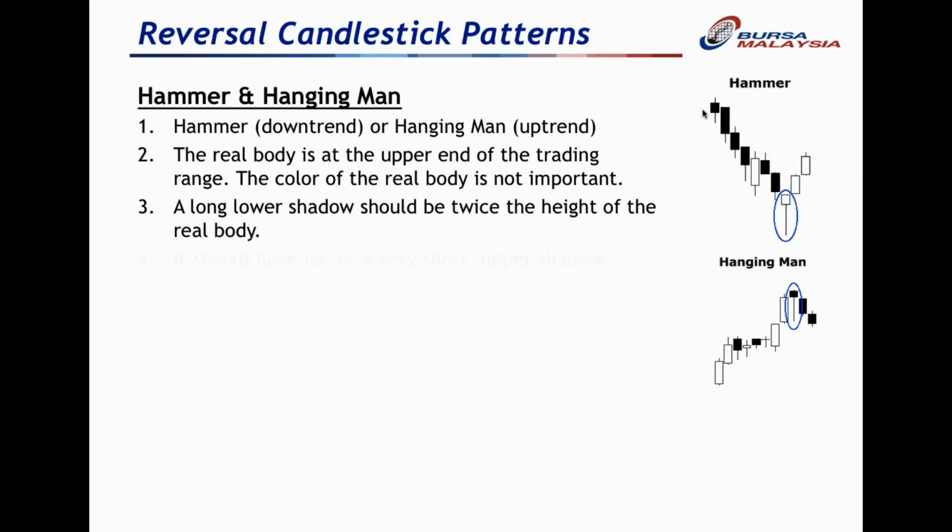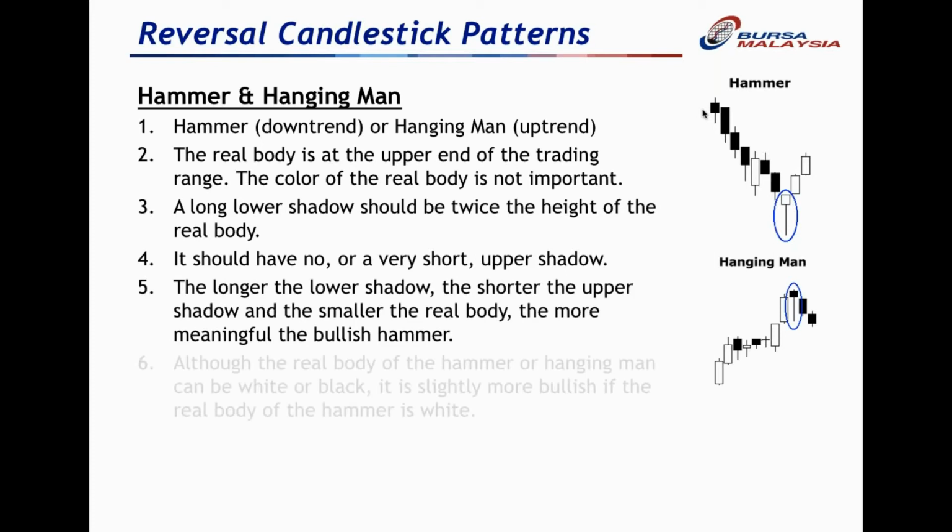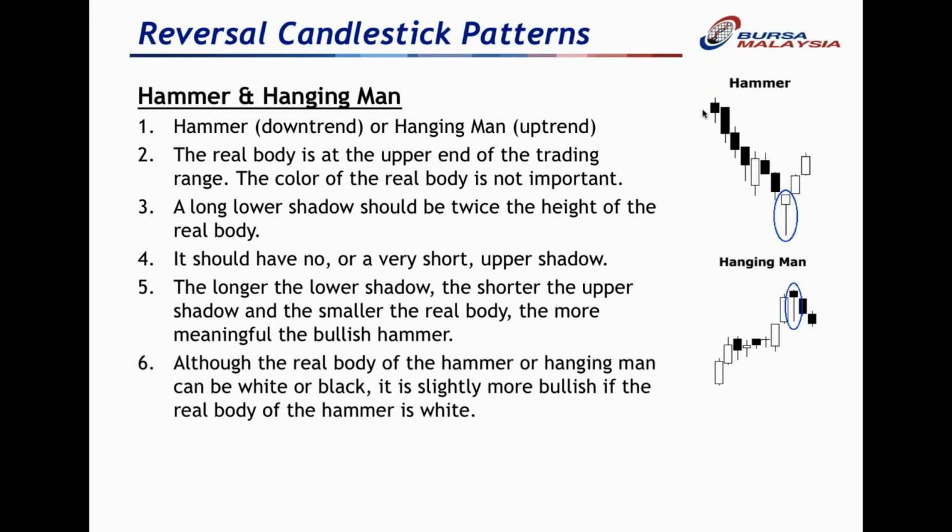And the hammer and hanging man should have no or very short upper shadow. Ideally, there is no upper shadow, or if there is a shadow, it should be very short. The longer the lower shadow, the shorter the upper shadow, and the smaller the body, the more meaningful is a bullish hammer. Although the real body of the hammer or hanging man can be white or black, it is slightly more bullish if the real body of the hammer is white, and of course slightly more bearish if the body of the hammer or the hanging man is black.